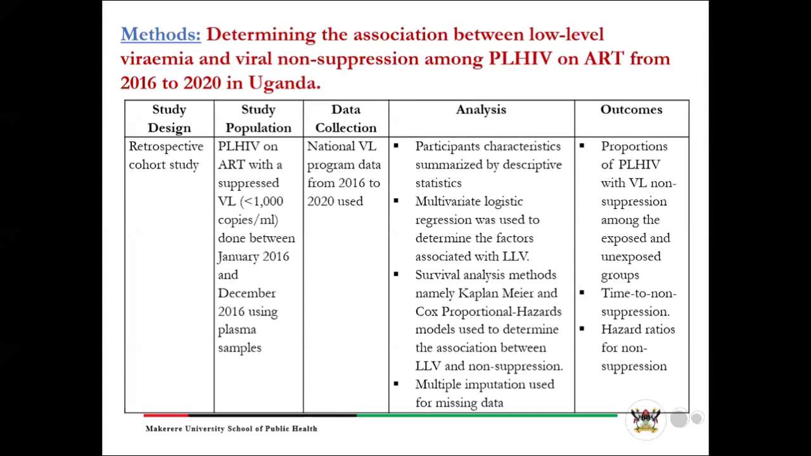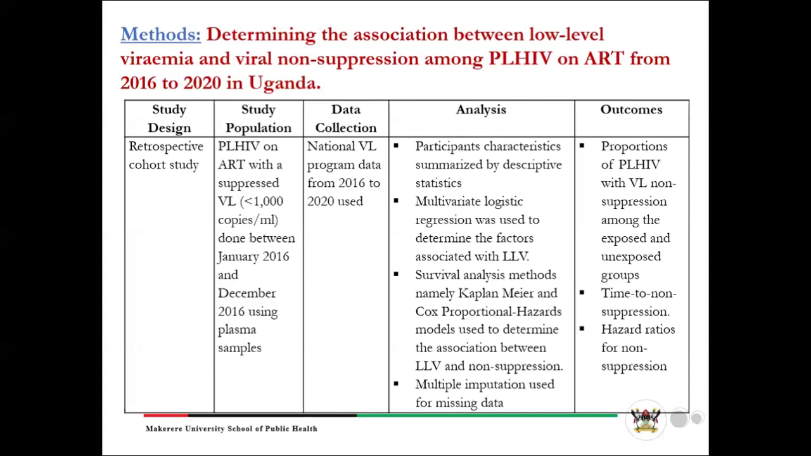And their viral load had been done between January 2016 and December 2016 using plasma samples. And we used the National Viral Load Program data, and we categorized these people into 2 groups. The first group comprised of people living with HIV who had a non-detectable viral load, and this was the non-exposed group. And then the second group was those people who had low-level viremia, suppressed but had low-level viremia, and this was the exposed group.